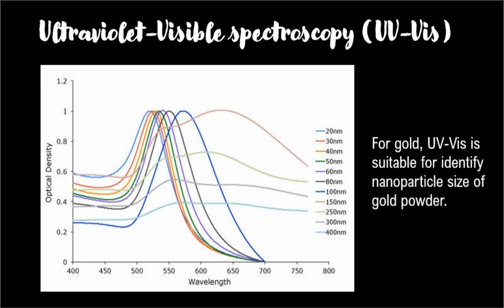Now for UV-Vis, ultraviolet visible spectroscopy. For gold, UV-Vis is suitable for identifying the nanoparticle size of gold powder. So we can see here they have different variations of nanoparticles of gold powder, from a minimum of 20 nanometers up to 400 nanometers. We can see the curve here. The smaller the nanoparticle, the more obvious the curve. And for 400 nanometers, the curve is very flat. So UV-Vis can identify the nanoparticle size of gold powder.